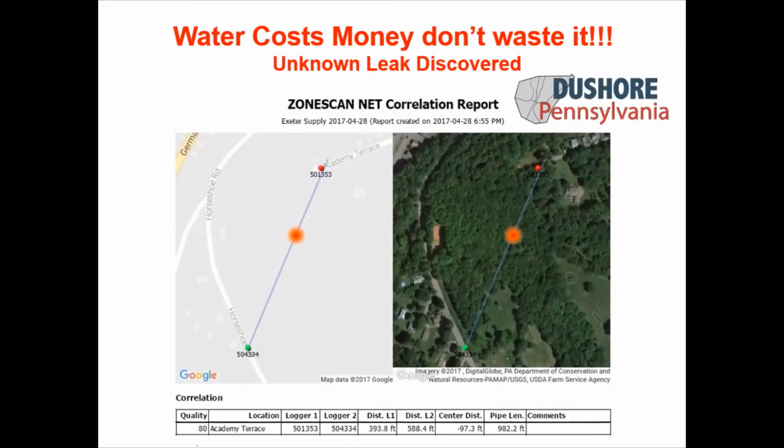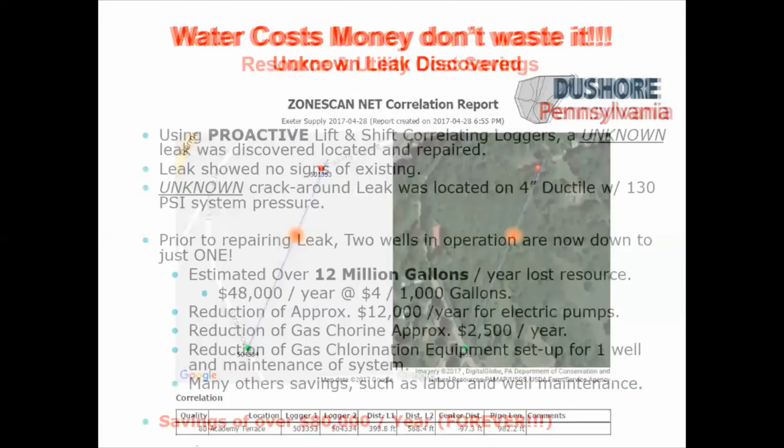And this was a lift and shift on the 820 zone scan correlating loggers that we did during the day. So it was pretty surprising for everybody to find that leak in the middle of the woods when they had zero idea there was a leak in the system. So this was very, very beneficial for the customer in this case.